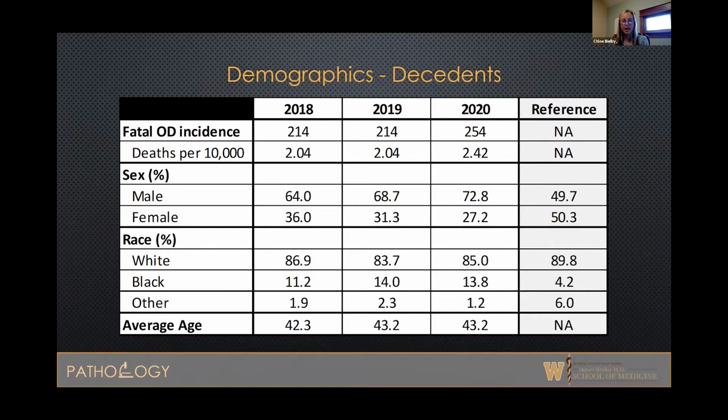And then as far as race, most of Western Michigan is white, almost 90%, but the burden on those who are Black is much higher than their proportion in the general population. Definitely a disparity there. And then I have the other category because they are so small, but they are made up of Pacific Islander, Native American, and Asian. And then we can see that the average age is early 40s.